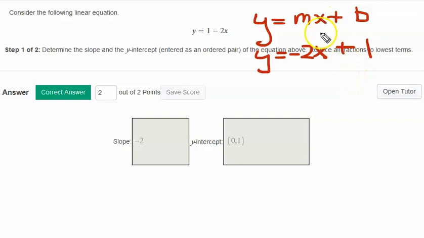So now it's easy to pick out the slope, which is the coefficient of your x term, which is a negative 2. And your y-intercept, again, needs to be put as an ordered pair. Where x is 0, what is your y value? A 1. I've seen many students forget to put it as an ordered pair.